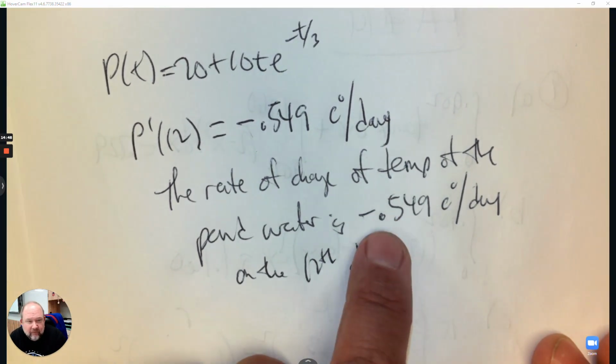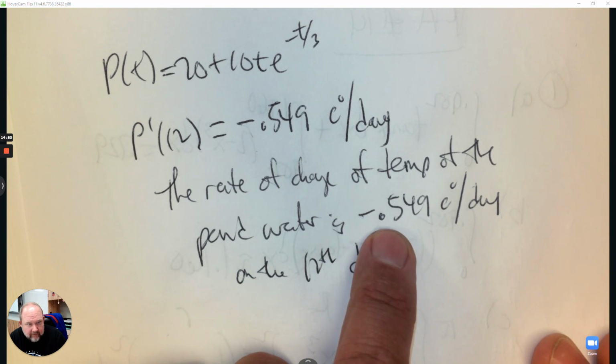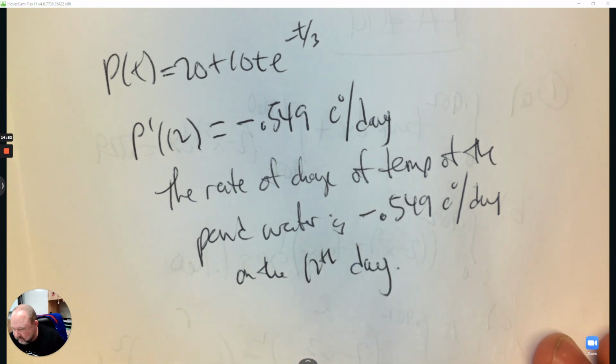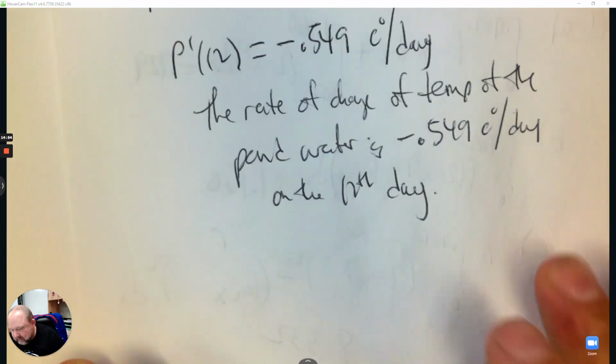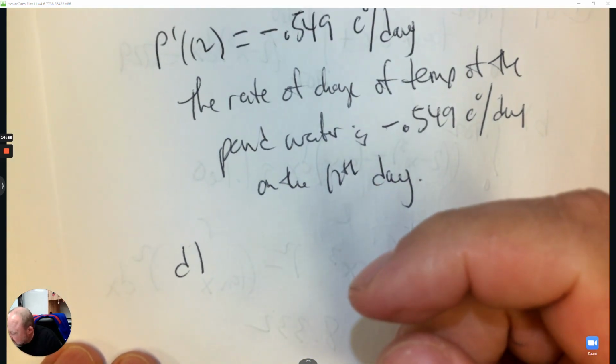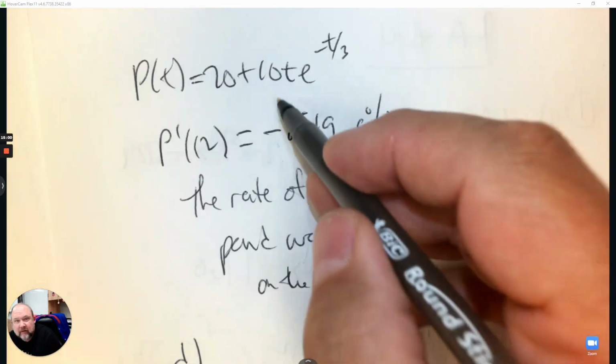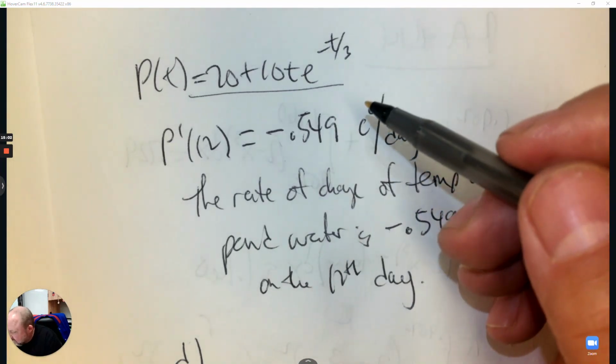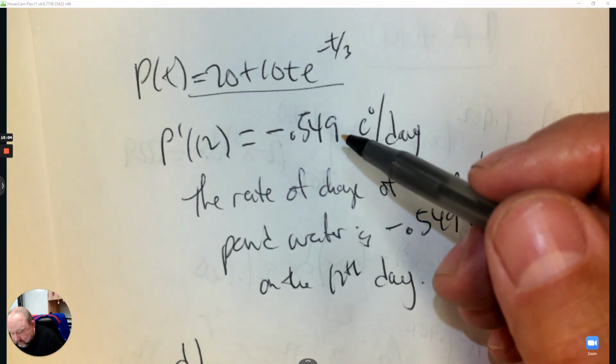So the temperature is getting colder, right? By that, that's the rate that's happening. Part D: use the function defined in part C, that's this one up here, to find the average value over that time.